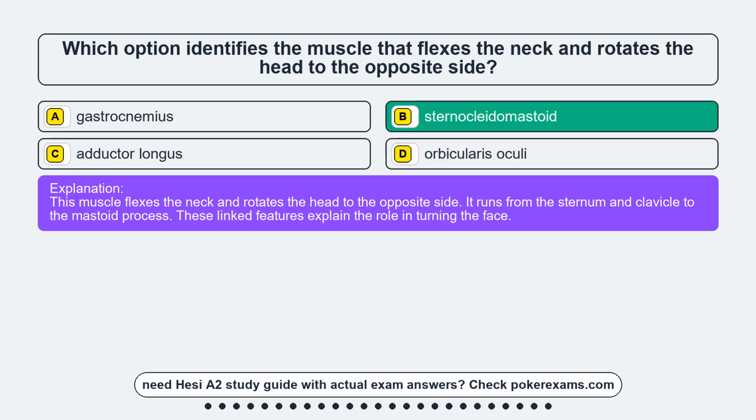This muscle flexes the neck and rotates the head to the opposite side. It runs from the sternum and clavicle to the mastoid process. These linked features explain the role in turning the face.